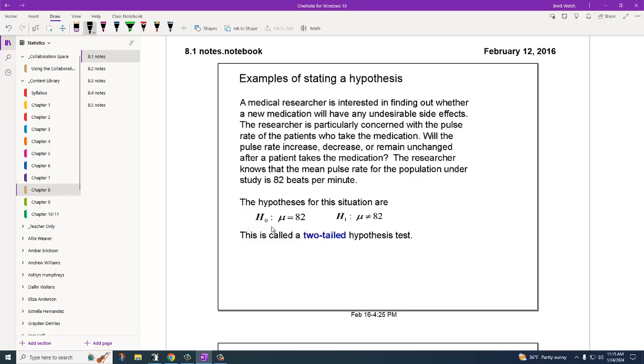and that this medication will make no difference. Because the person's interested in increase or decrease being a concern, we're going to say that the mean for the alternate hypothesis would be that it's not 82. If he was only worried about being greater than 82, we would do just greater than 82. If we worry about it dropping people's pulse rate, then we would worry about the less than side. When we get this not equal to, it's called a two-tailed test.